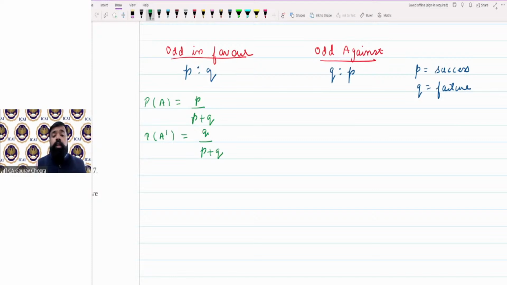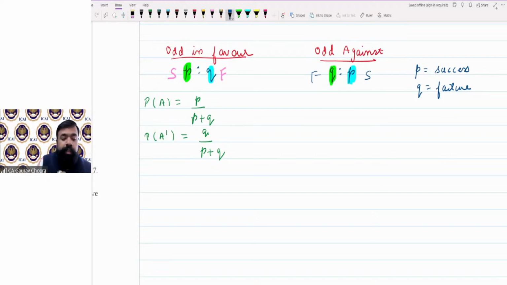So whenever a ratio is given, it can be odds in favor or it can be odds against. But whenever odds in favor is given, the first one denotes success and the second one denotes failure. Whereas in odds against, the first one denotes failure and the second one denotes success. This is the difference. So it is simply a ratio.